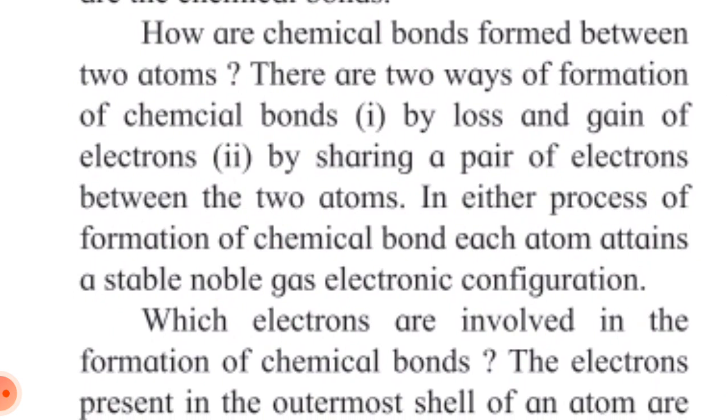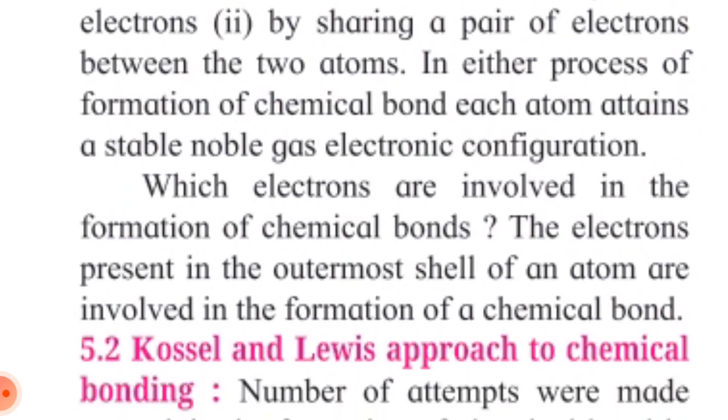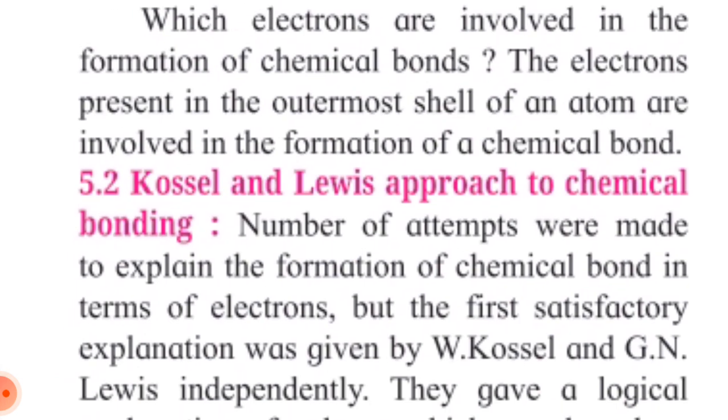There are two ways of formation of a chemical bond. First, by loss and gain of electrons. Second, by sharing a pair of electrons between the two atoms. In either process of formation of a chemical bond, each atom attains a stable noble gas electronic configuration. Which electrons are involved in the formation of chemical bonds? The electrons present in the outermost shell of an atom are involved in the formation of a chemical bond.